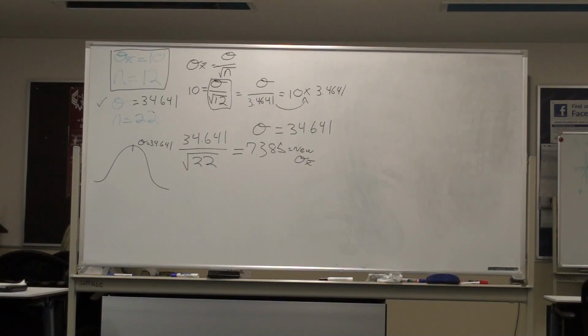What did you get for number 11 online? 0.26. All right. Did you get 0.9974? No. What did you do for that?